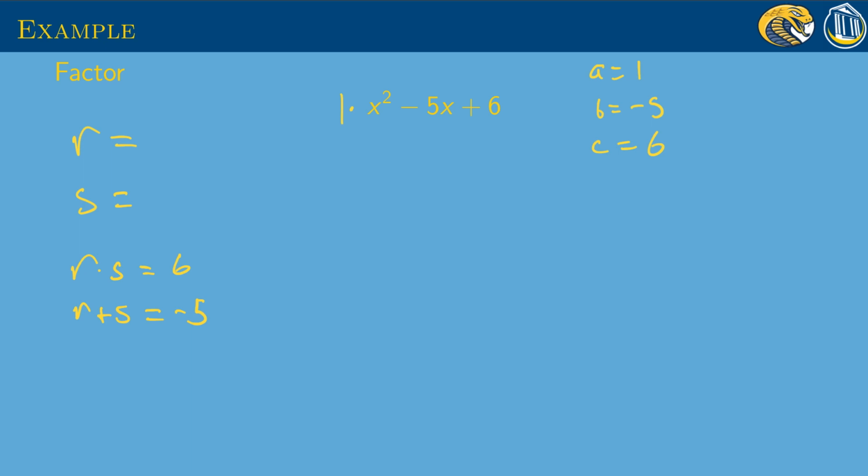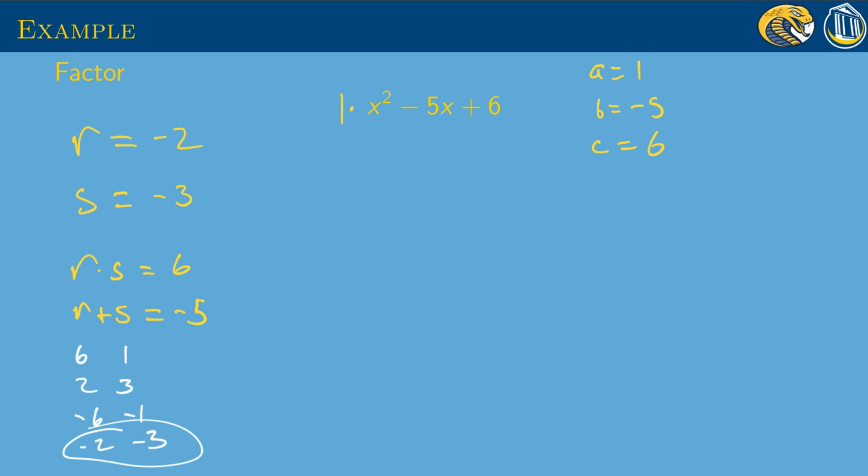Fortunately, there aren't all that many numbers that multiply to equal 6. We could look at 6 and 1 and 2 and 3, but none of that's going to be helpful because we need this to be negative. So we could look at things like minus 6 and minus 1. That adds up to minus 7. That's close. Minus 2 and minus 3. That adds up to equal minus 5. Hey, that's what we want. So we are going to set r equals minus 2 and s equals minus 3.